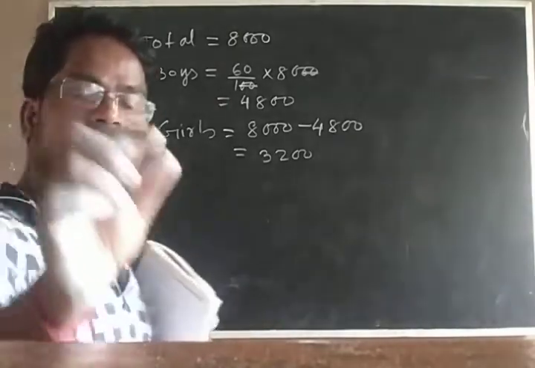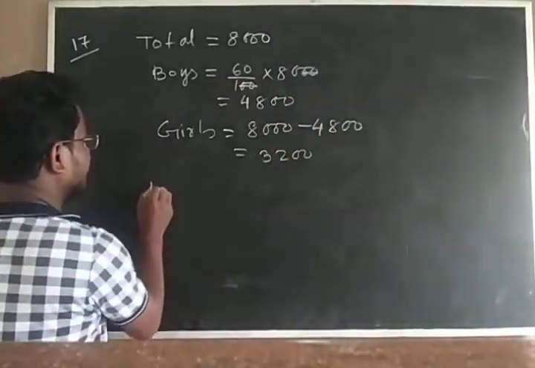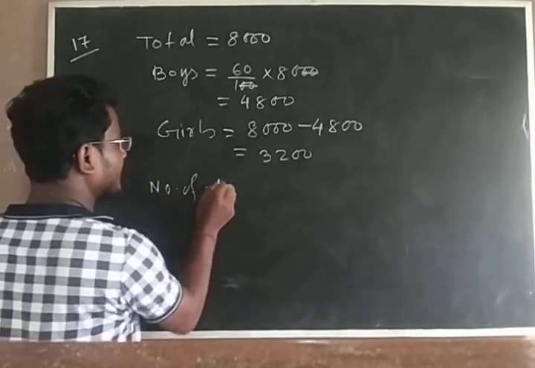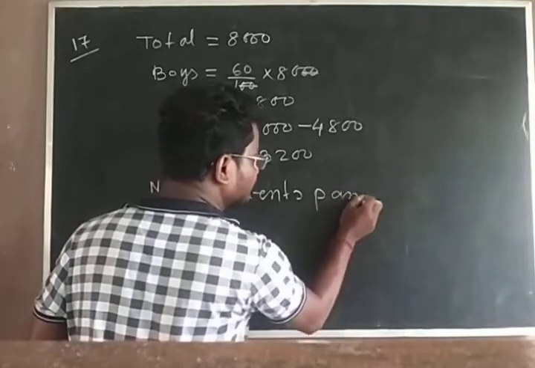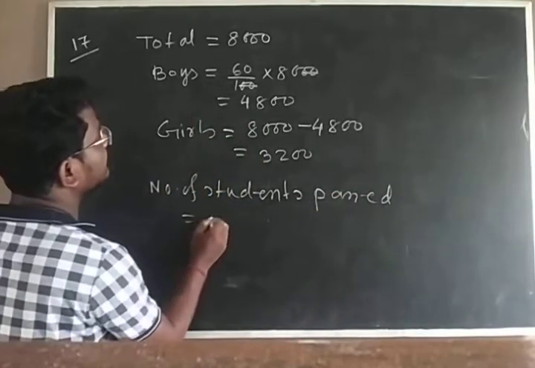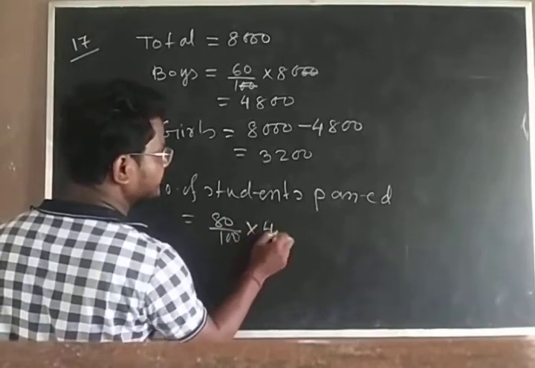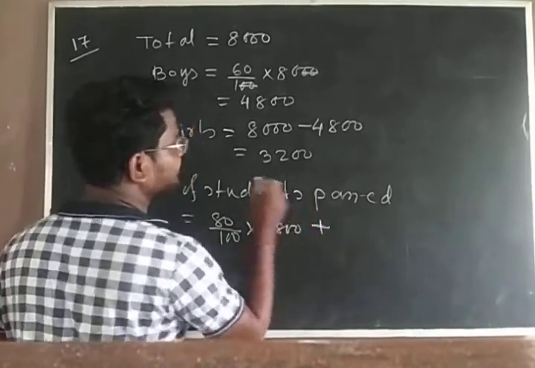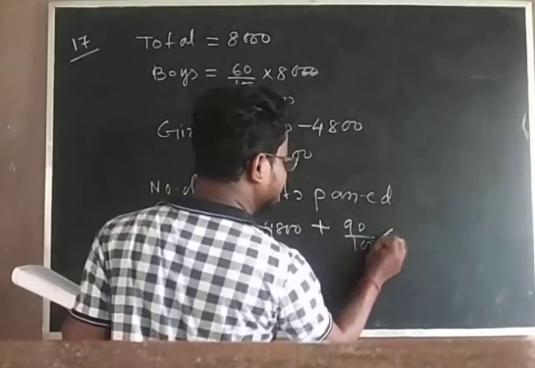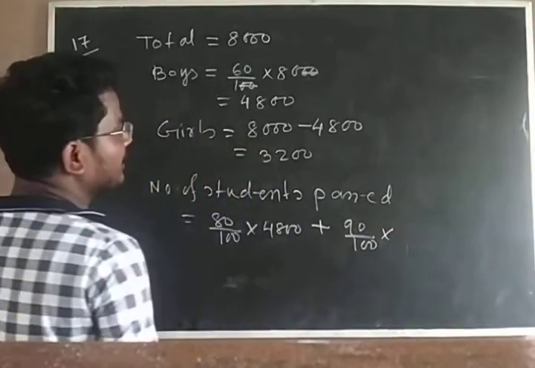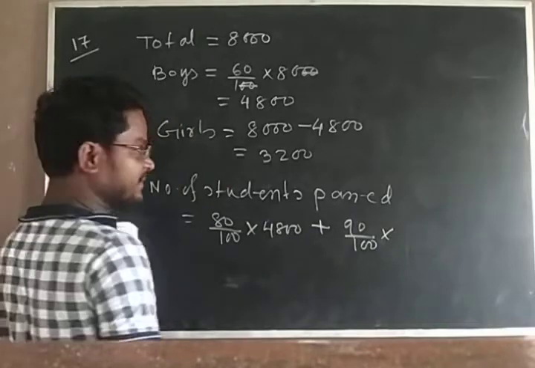At first you have to find how many students passed the examination. Therefore, number of students passed equals how much? 80% of boys plus 90% of girls. Girls are so efficient. See, also clapping for girls. 90%, whereas boys only 80% pass.